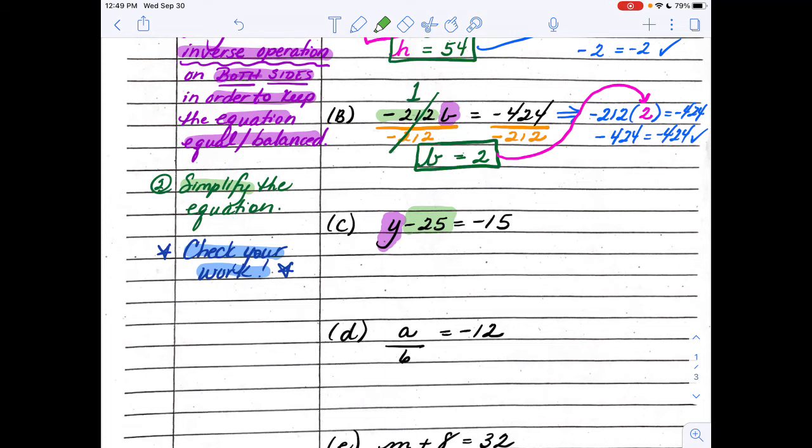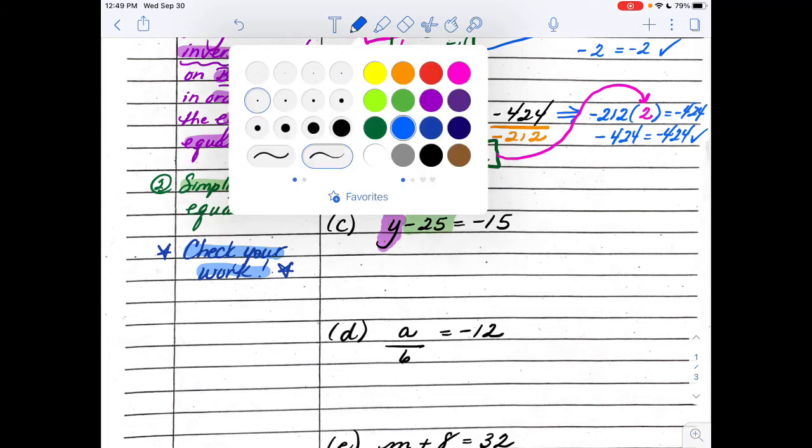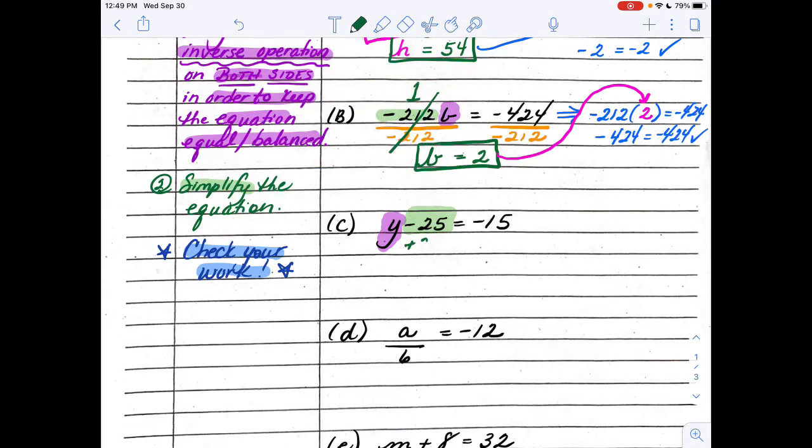What is the opposite of negative 25? Well, I'm hoping you would tell me positive 25. I wanted to do a review to see if you could catch that. I need to add 25, not to one side. We have to keep that balanced. We have to do it to both. Now that I've done that, let's simplify. Negative 25 plus 25, that's not a 1. That's what we call a 0 pair. That becomes a 0. So now I've got y equals negative 15 plus 25.